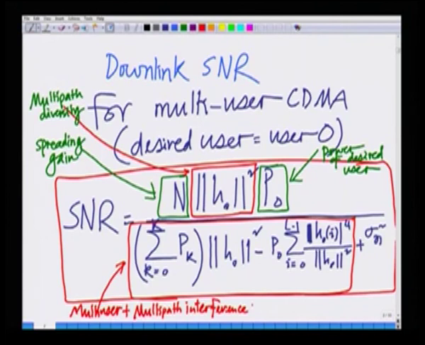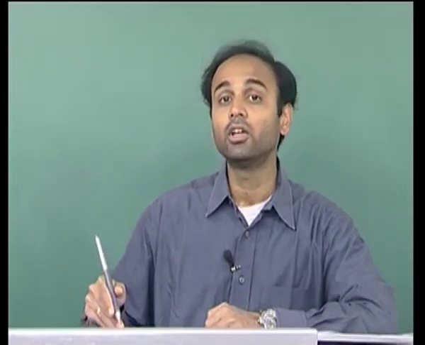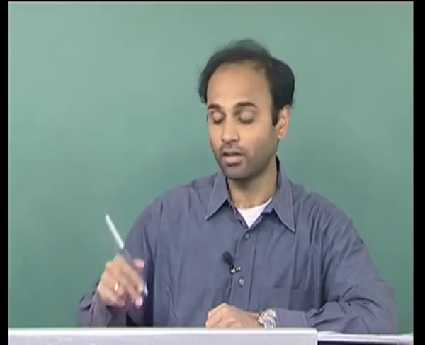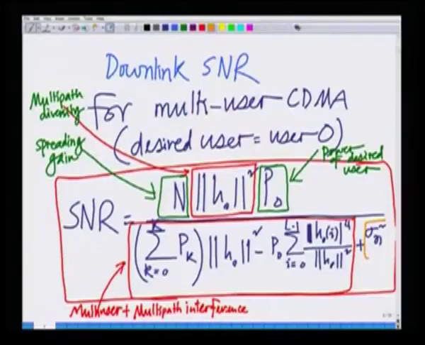Look at this, it has all powers including user 0 and all the rest of the users. Now, user 0 power is arising because of the multipath interference. The other users' powers are over here because of the multi-user interference. However, they are suppressed by a factor of n, that is why you have an n in the numerator, and this is what we traditionally have in any communication system.